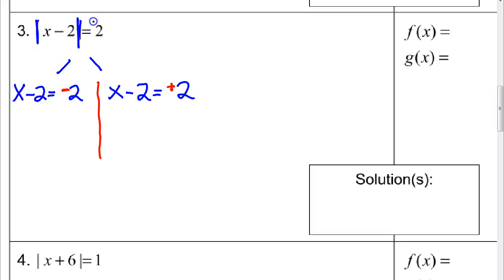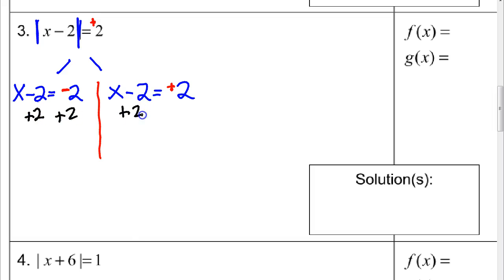By the way, this has to start as a positive. If it doesn't start as a positive, it will not work. So I'll show you next. It has to be a positive number here, and then you can break it up into two parts, and then do the typical steps of solving, adding 2.